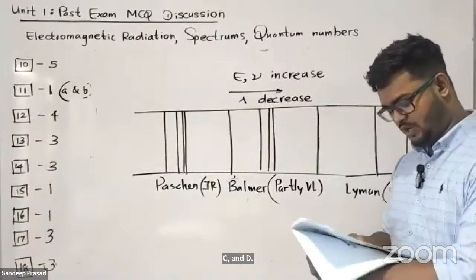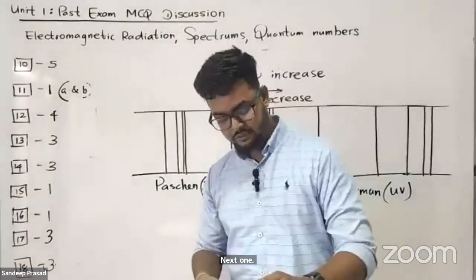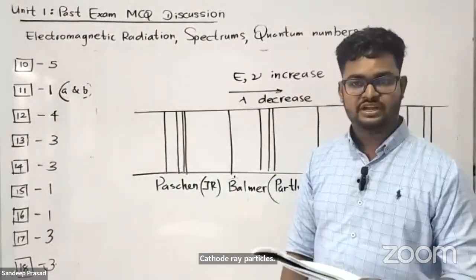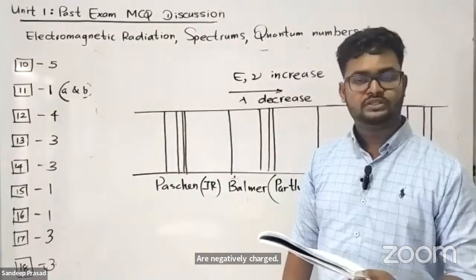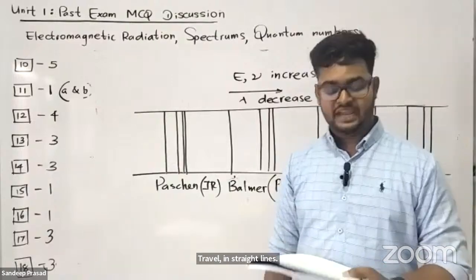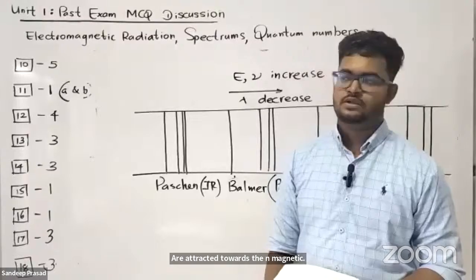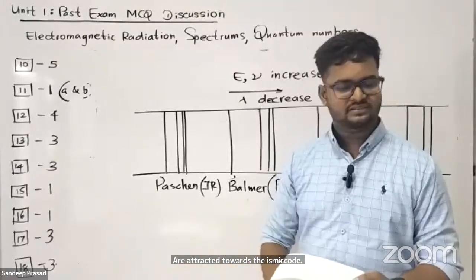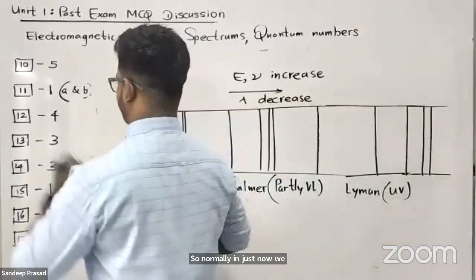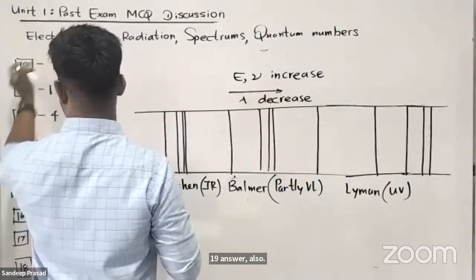Right. Next one. Question number 19. Cathode ray particles are negatively charged. Travel in straight lines. Both are correct. A and B statements are correct. Are attracted towards the N magnetic pole, are attracted towards the S magnetic pole. Just now we discussed that they are not attracted towards the N or S magnetic pole. So for question 19, we can say that the first one is the answer.